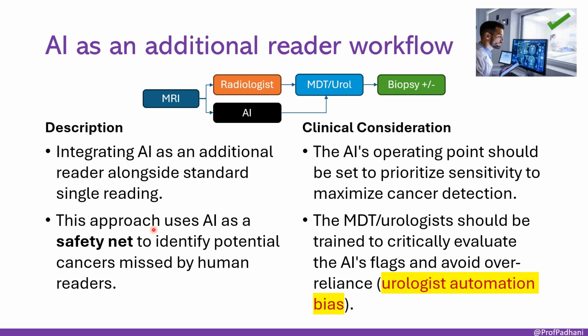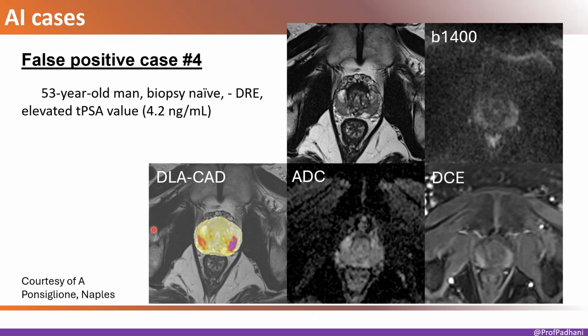The MDT team, especially urologists receiving these reports, must be trained to critically evaluate AI flags and avoid urologist automation bias, where an AI flag might unduly push towards biopsy without careful consideration of the full clinical and imaging picture. Here's an example of a potential false positive from an AI operating in a high sensitivity mode. This DLA-CAD heat map strongly highlights areas which might be flagged in an additional reader workflow, requiring careful review by the radiologist or urologist to determine clinical significance.